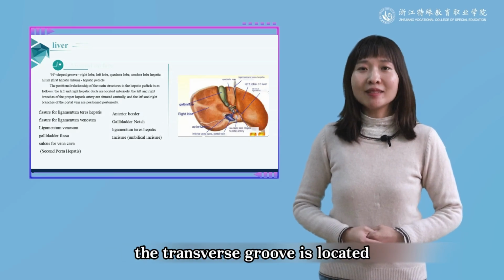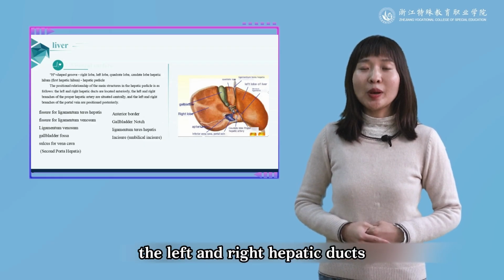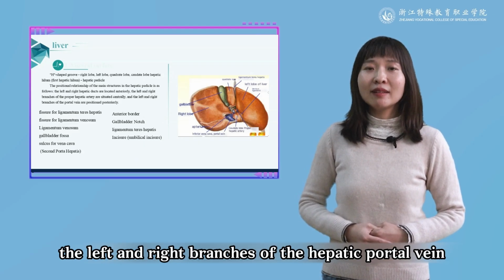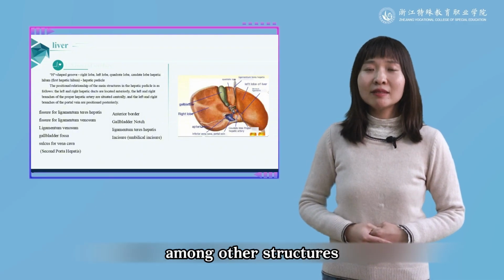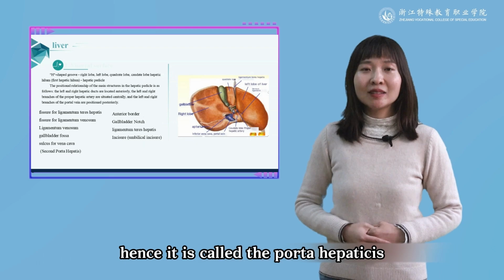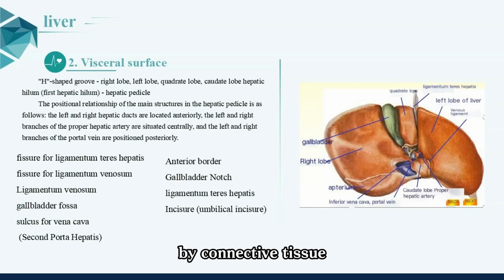The transverse groove is located in the center of the visceral surface. The left and right hepatic ducts, the left and right branches of the proper hepatic artery, the left and right branches of the hepatic portal vein, and the nerves and lymphatic vessels of the liver, among other structures, enter and exit here. Hence, it is called the porta hepatis. These structures of the porta hepatis are enveloped by connective tissue, forming the hepatic pedicle.